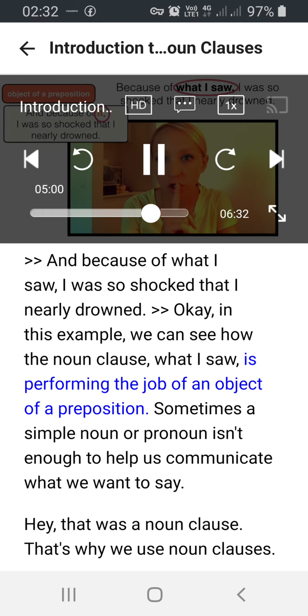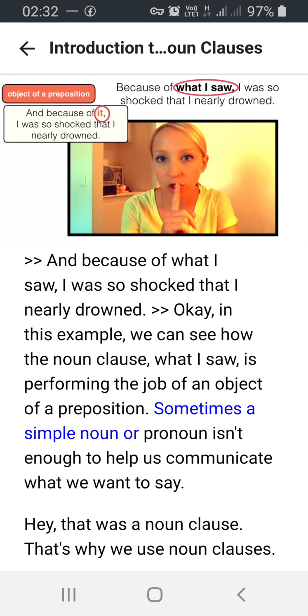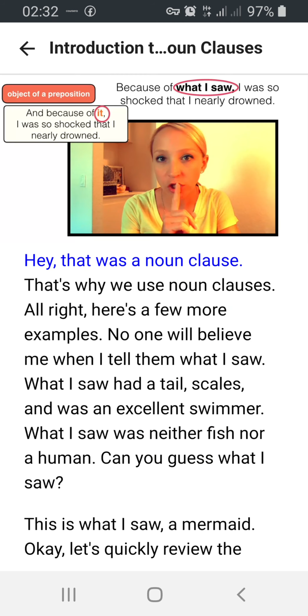An object of a preposition. Sometimes a simple noun or pronoun isn't enough to help us communicate what we want to say. Hey, that was a noun clause. That's why we use noun clauses.